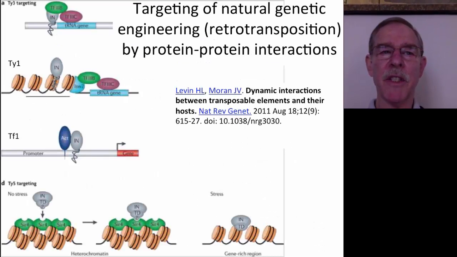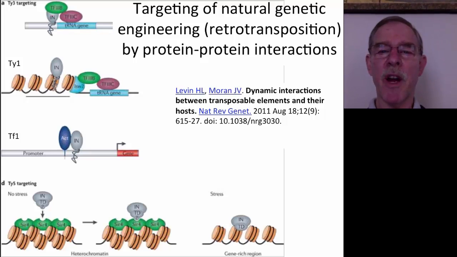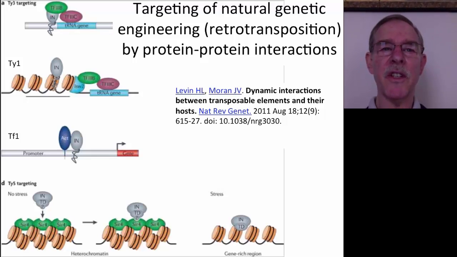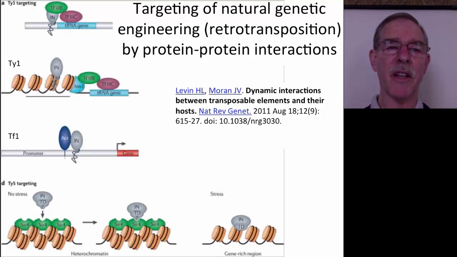Mobile genetic elements can be targeted within the genome by standard processes. Here is a figure illustrating how protein-protein interactions target the insertion of retrotransposons in yeast cells to different locations. At the top left is an element called TY3, which is targeted just upstream of tRNA sequences by interaction of its integrase protein with Pol3 RNA polymerase III transcription factors.